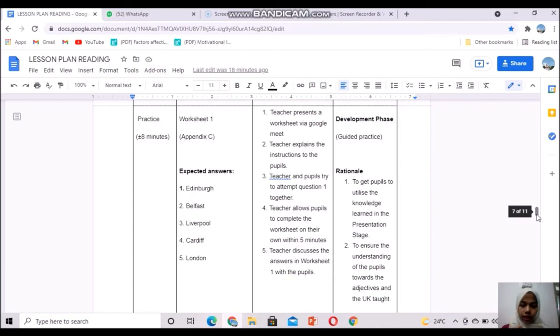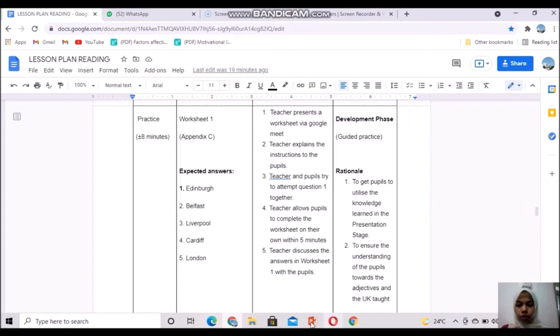In this practice stage, the teacher is going to show them the picture of a worksheet. Here is where we still use the PowerPoint slide. We're going to show them the worksheet that they need to do. We are going to brief what they need to do and try to attempt the question with them. And lastly, we allow them to complete the worksheet by themselves within 5 minutes, and we are going to discuss the answers with the pupils.